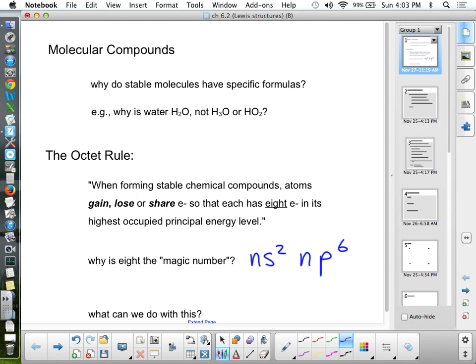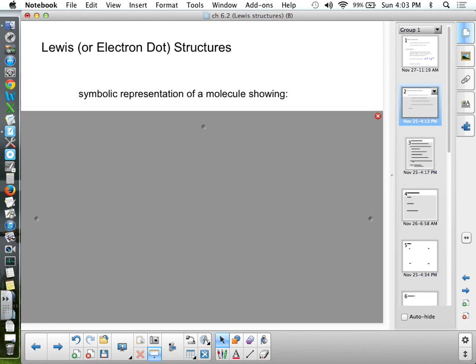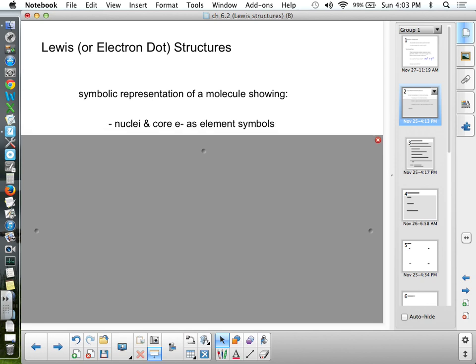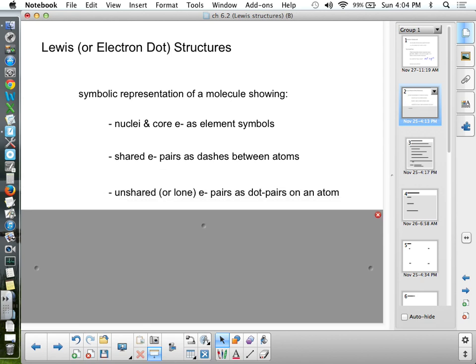Well, we can do something pretty powerful, which is we can draw Lewis or electron dot structures. A Lewis structure is a symbolic representation of a molecule, and it shows the following things. The nuclei and core electrons of each of the atoms in the molecule are represented by the element symbol. Shared electron pairs, that is covalent bonds, are shown as dashes or lines connecting atoms. And unshared, also known as lone pair electrons, are shown as dot pairs next to the atom.